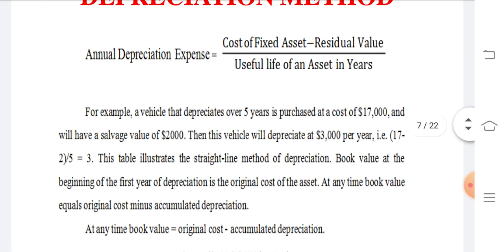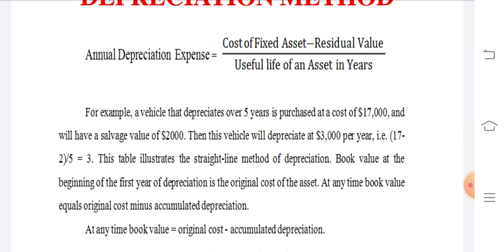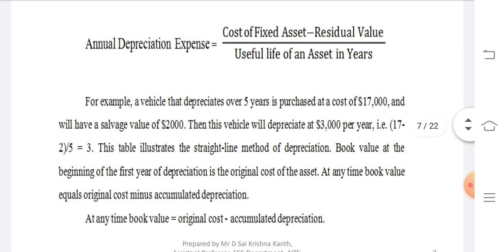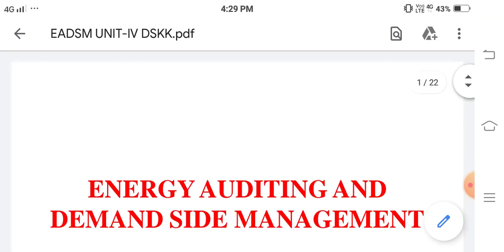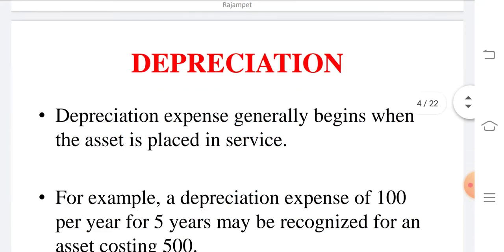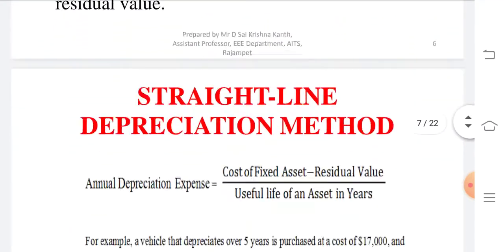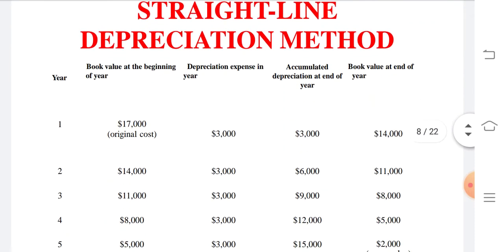Here is another example. 17,000 rupees is the cost of an asset which is going to have a salvage value of 2,000 rupees over a lifetime of 5 years. So every year it is going to have an annual depreciation expense of 3,000 rupees. That is, the cost of the fixed asset, 17,000, minus the residual value, 2,000, divided by the useful life of 5 years. So 17 minus 2 is 15, divided by 5, is 3,000 rupees per annum. Here is the example, I have taken it clearly.